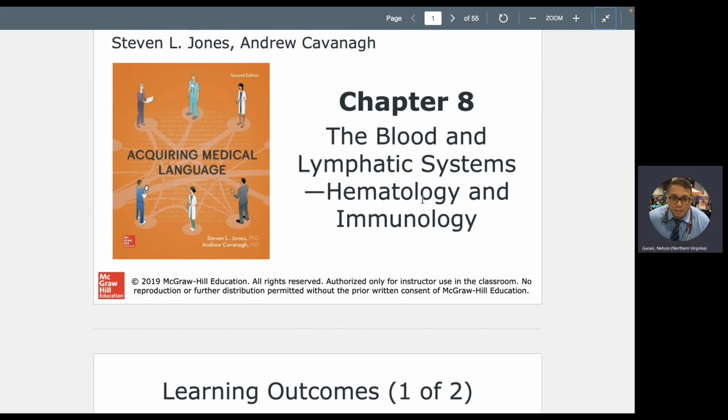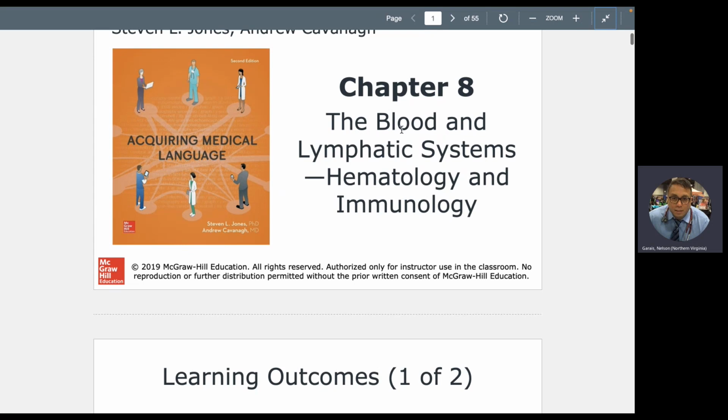Okay, blood and lymphatic. So hematology, that is the study of blood, and immunology is the study of the immune system, which your lymphatic vessels are a part of. And everywhere there's blood, there's an artery and a vein. Arteries are tubes or vessels that go away from the heart. Veins are tubes or vessels that go towards the heart.